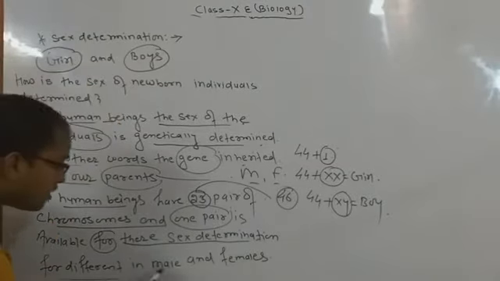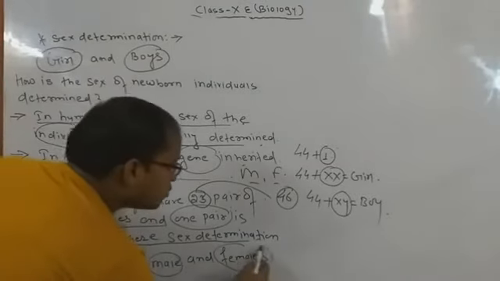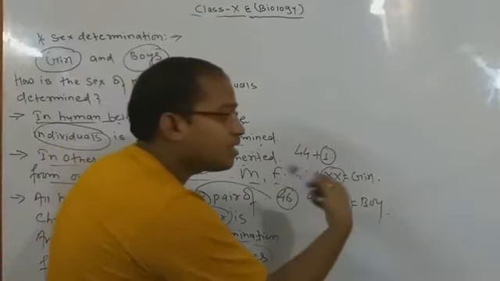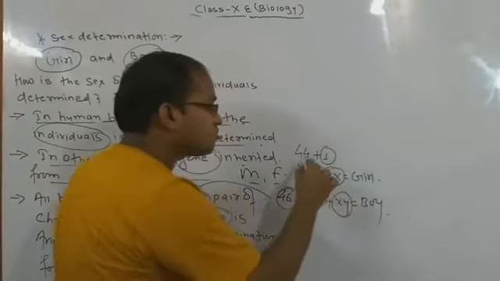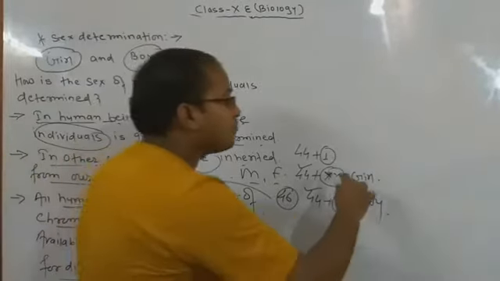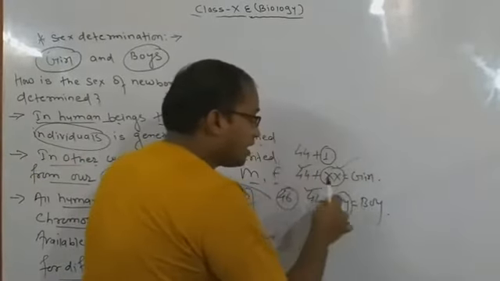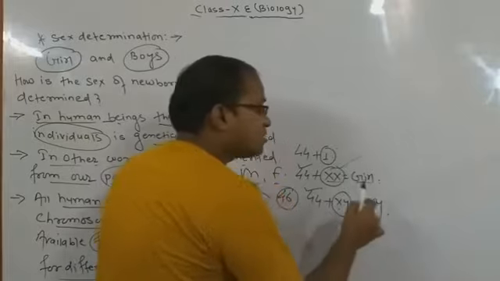So it is different in males and different in females, जो कि मेल में अलग होता है, फीमेल में अलग होता है. Coming to the next important point, they have the same 44 autosomes, but they have one different pair, which may be XX in girls and XY in boys.